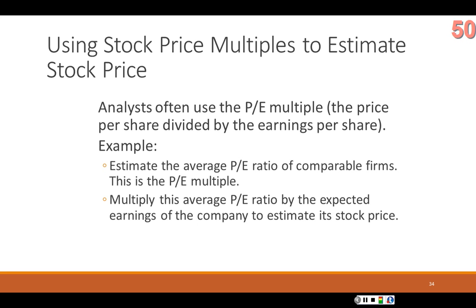You then multiply this average price earnings ratio by the expected earnings of the company to estimate stock price. So you could use an earnings forecast, multiply that by the average price earnings ratio of a set of comparable firms, and that would give you an estimate of stock price.